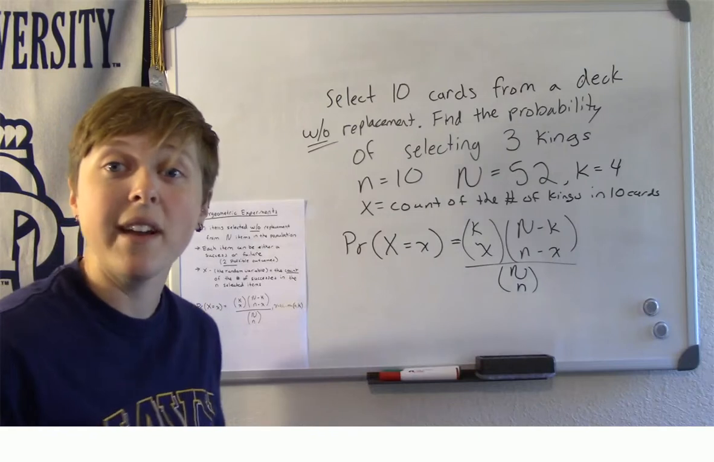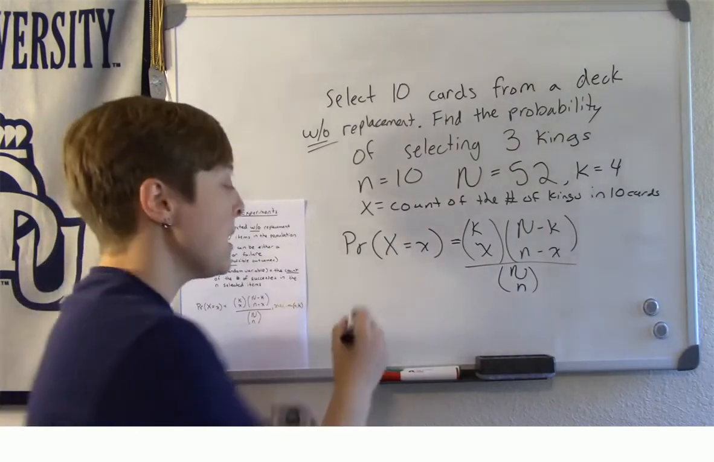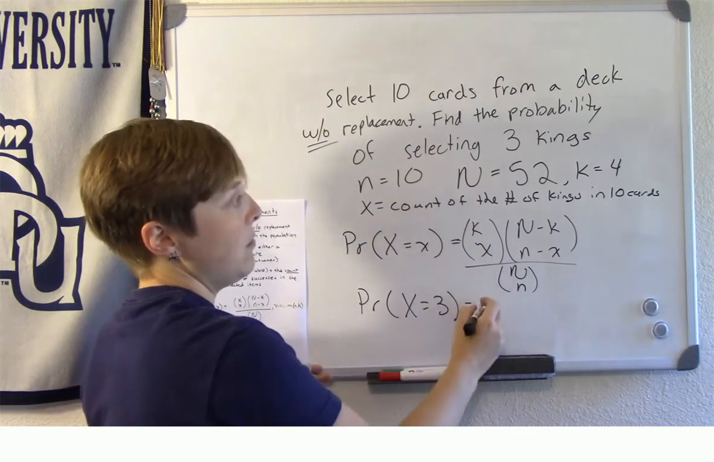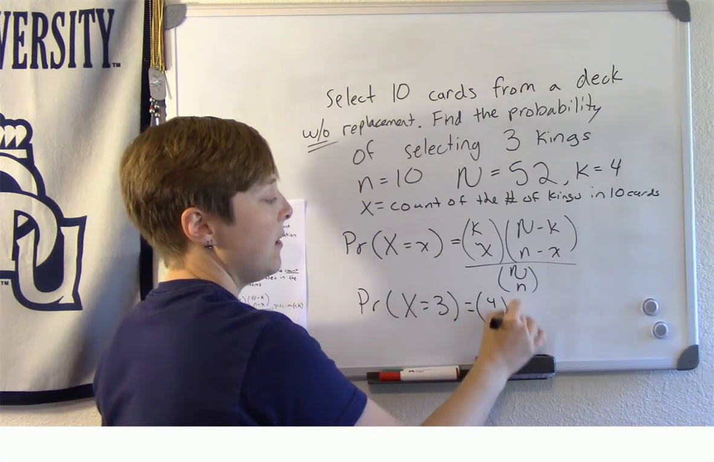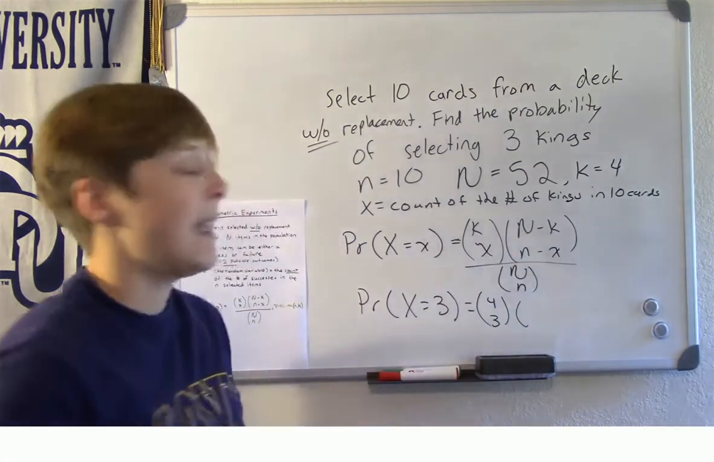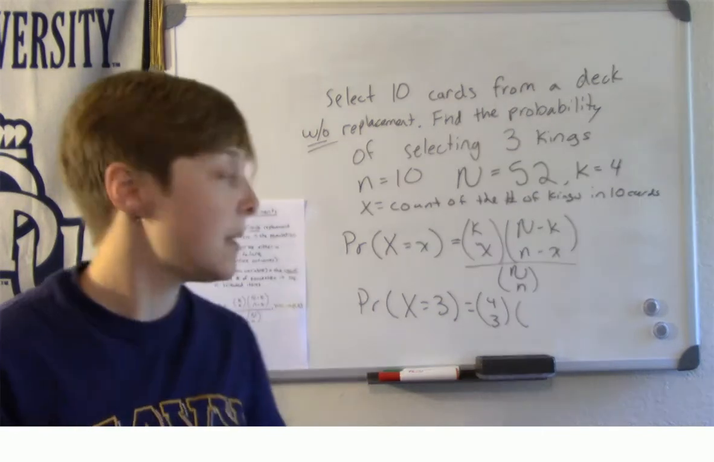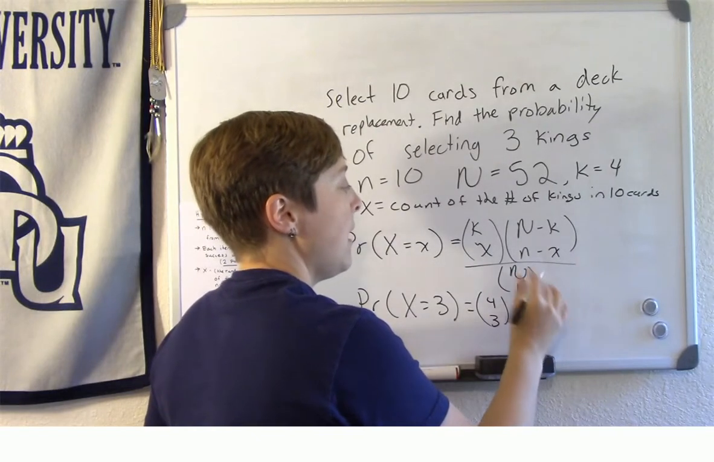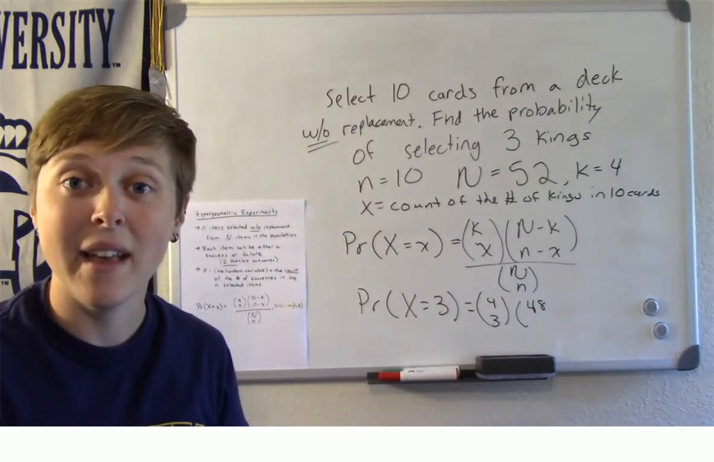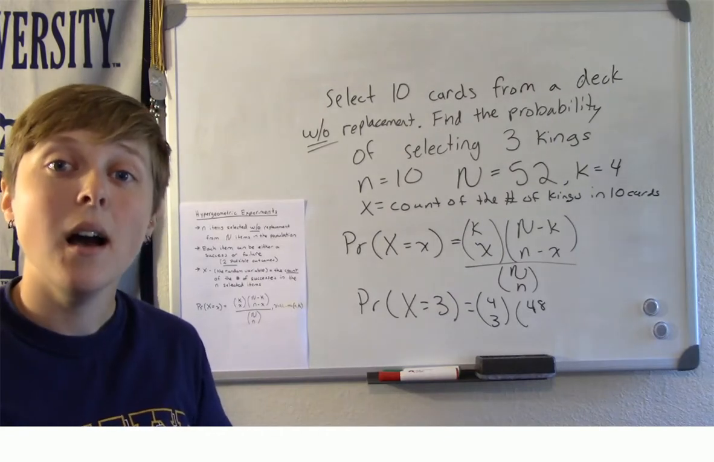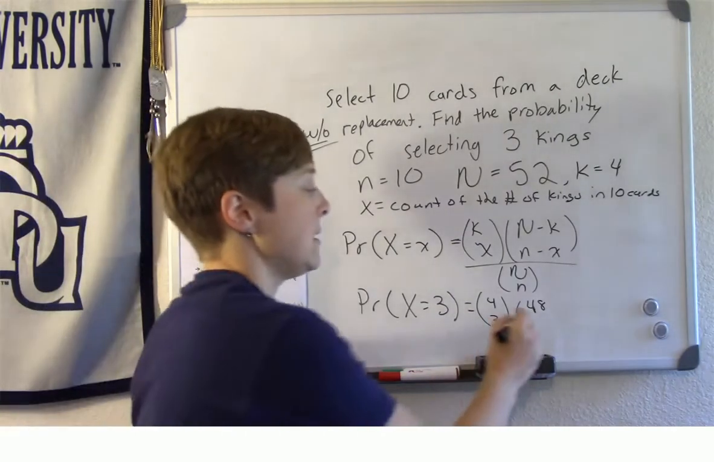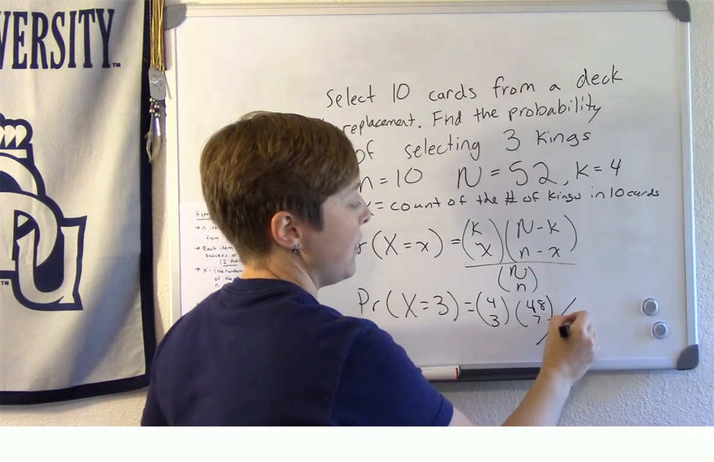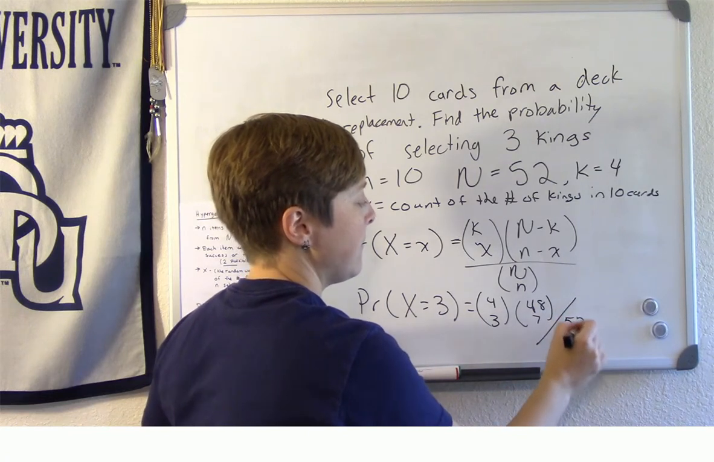All right, so now we just need to plug in what we know, and then we can solve this probability. So if I want to know what's the probability that X equals 3, I would do K, which is 4, choose 3 times N minus K, so 52 minus 4 is 48, choose n minus X, little n, remember, is 10, minus X would be 3, so that's 7. Okay, and then all of that divided by N, which is 52, choose 10.